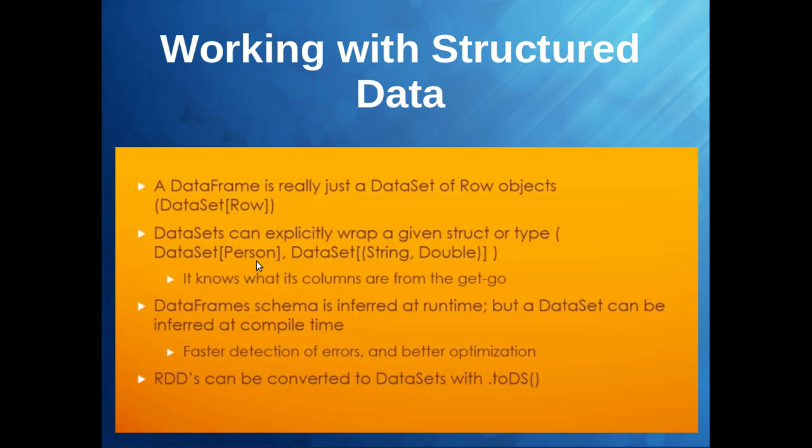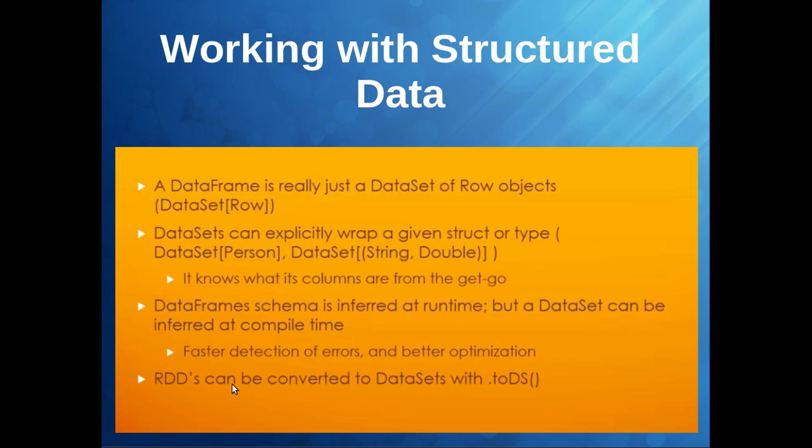If you do not give a person object, it is going to give you a compile time error. But this data frame is actually not going to give you any error at compile time. Like Python, it's also a dynamic language. So here your type is inferred dynamically at runtime, but here data type safety is checked, everything is done at compile time. Data frame schema is inferred at runtime, but a dataset can be inferred at compile time.